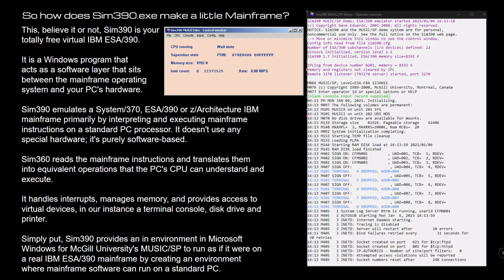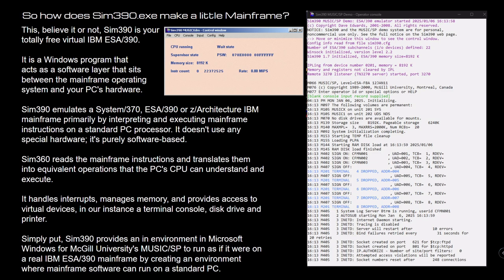Okay. Here's where the fun started. So the 390 EXE is that single little file you double click, and it creates the environment where the operating system of your choice, in this case Music SP, thinks it's on a mainframe. That's the emulator. What it is, it's sort of a wedge. It's sort of an interpreter between the hardware of the PC and the mainframe operating system.